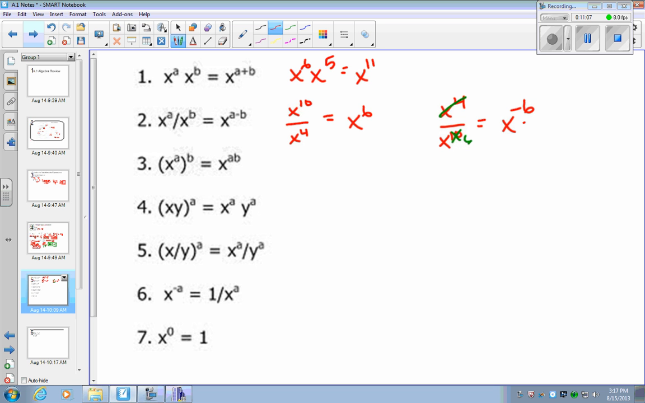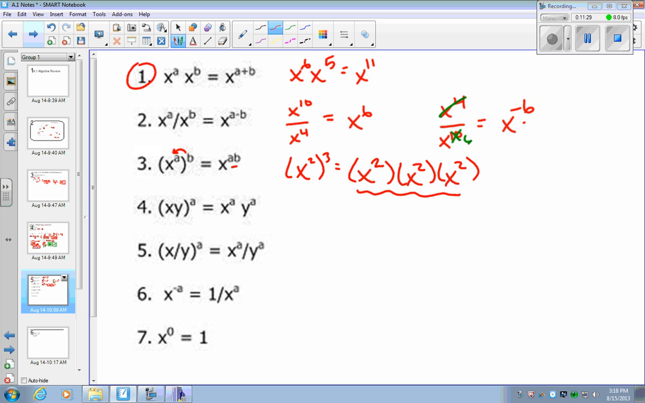Third rule, you got something to a power and then to another power. That b gets multiplied in there. So an example, x squared cubed, you have 3 groups of x squared. So now if you write it this way, you're back to rule number 1. You can add them all up. You get x to the 6th.